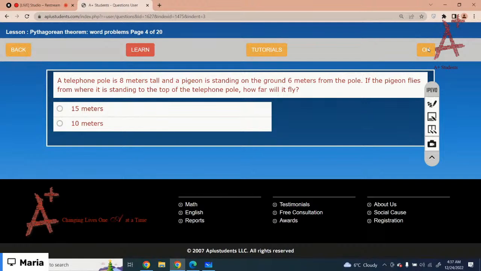OK button. Got it. So select the correct option. It would be 10 meters and then click on the OK button.